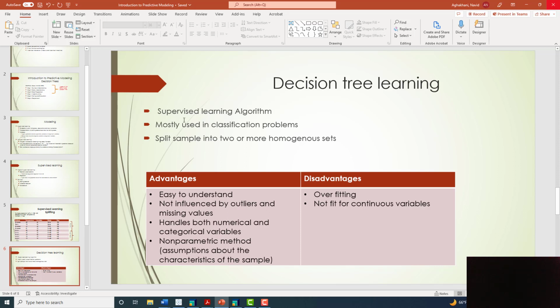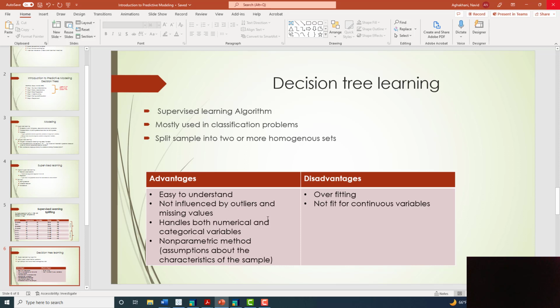I mentioned the splitting data set. So in this class, we are going to use a decision tree model. The reason I picked the decision tree model is that it is a very intuitive model for most of us to understand. There are a couple of advantages related to the decision tree model. It is easy to understand. It is not influenced by outliers and missing values.